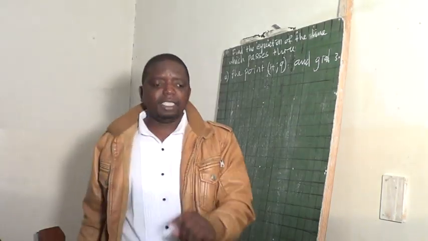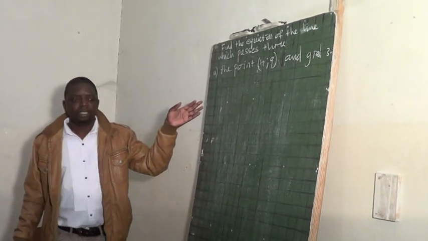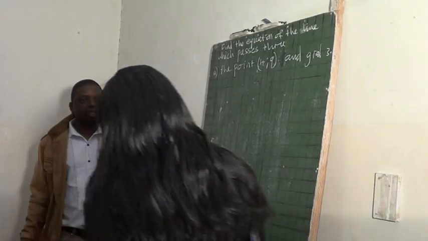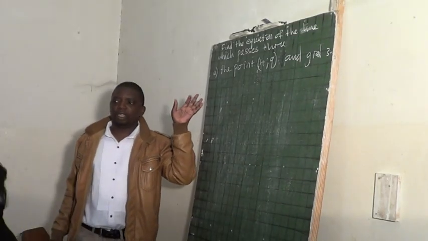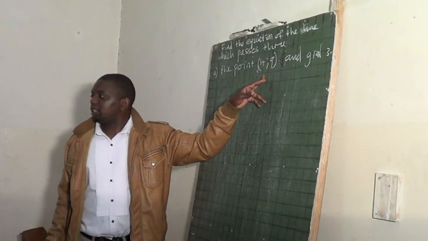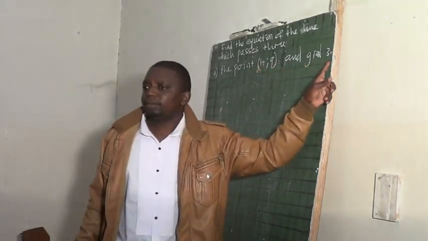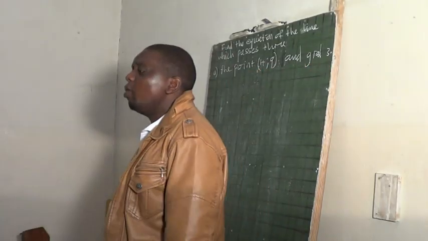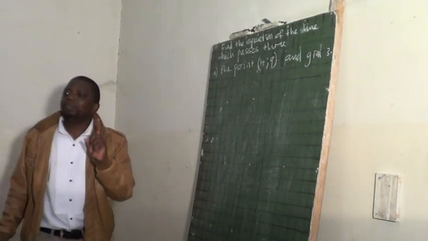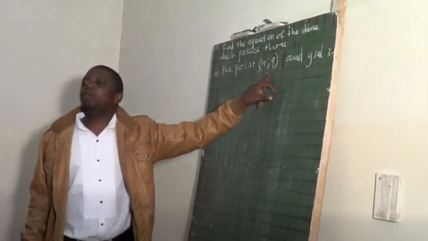To find the equation of the straight line, you must be given at least 1 point and the gradient. Now we are given this 1 point and the gradient. Your question is, how do we find the gradient? You find the gradient when given at least 2 points altogether. But we are given only 1 point.